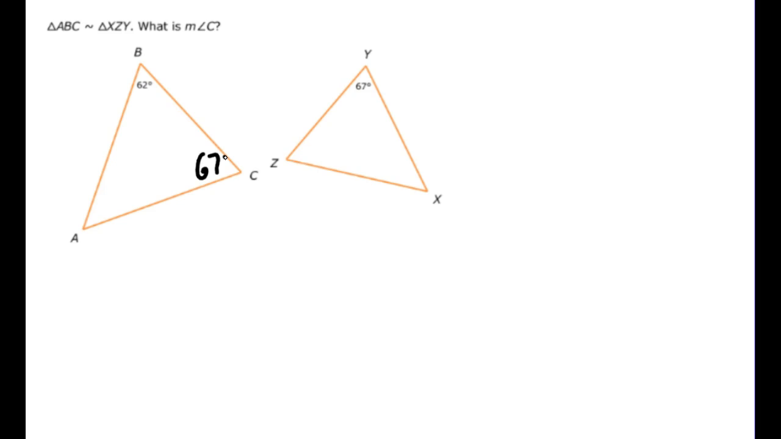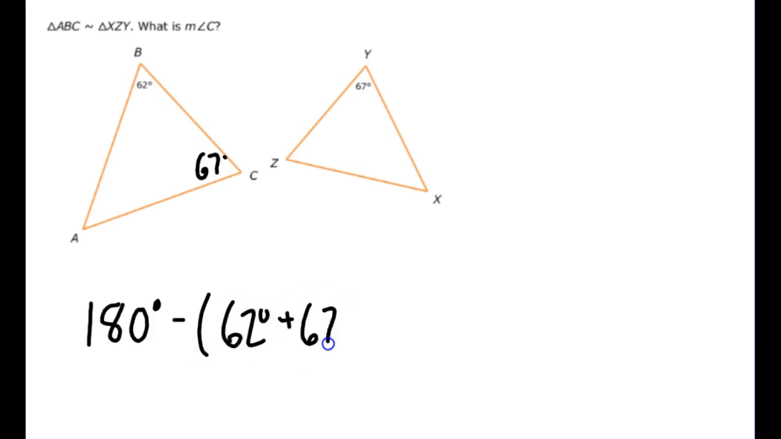So without using any algebra or equations, we can determine the measure of angle C. We could also determine the value of angle A. Remember, the triangle sum theorem says all three interior angles must add up to 180 degrees. So if we take 180 degrees minus the sum of 62 degrees plus 67 degrees, that would be equal to 51 degrees. So that would be the measure of angle A.